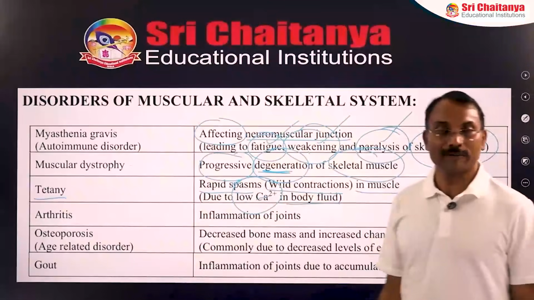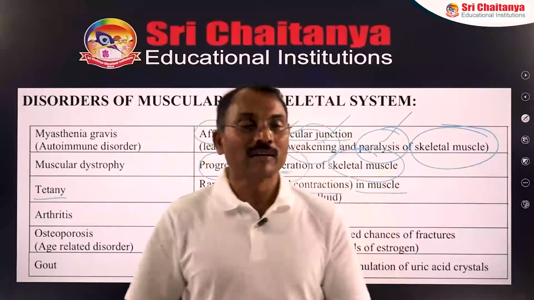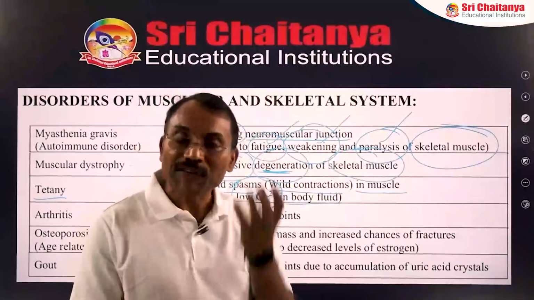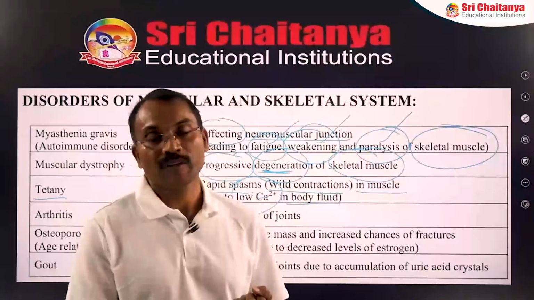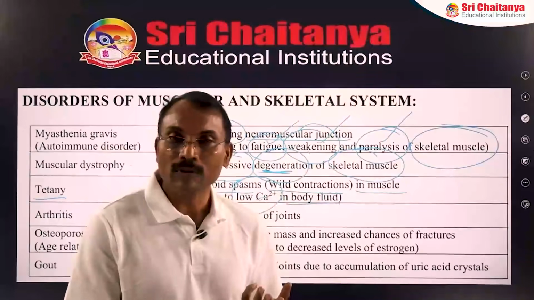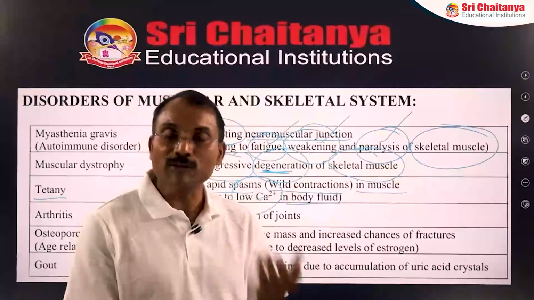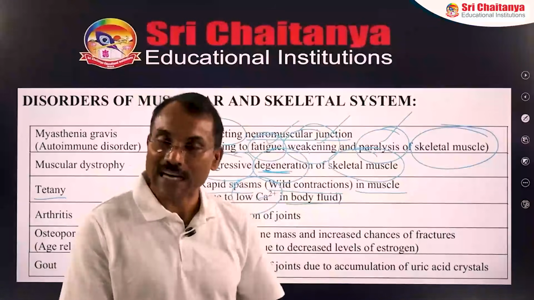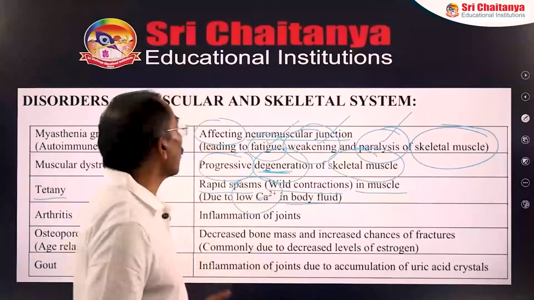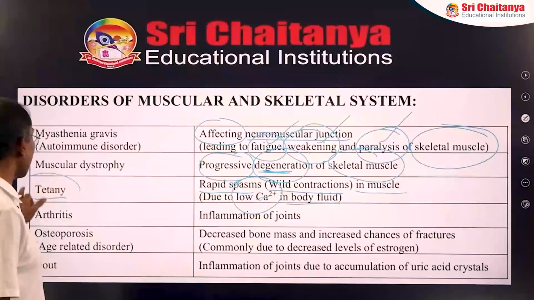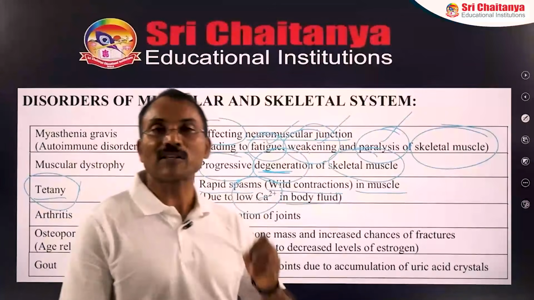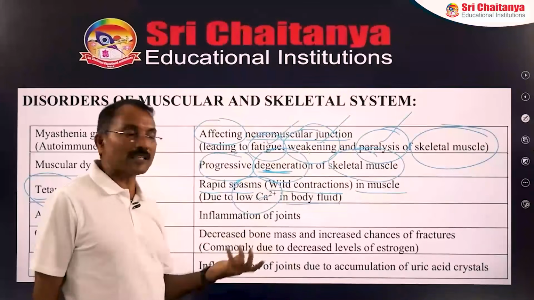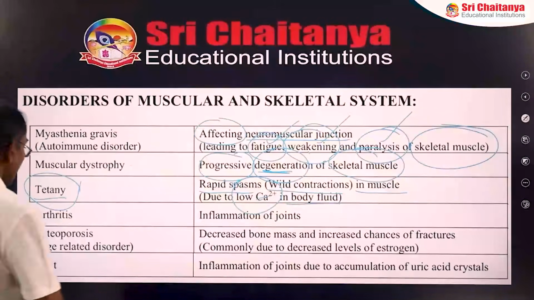That is, in body fluid. The common reason for such a disorder is hypoparathyroidism, that is, a deficiency of parathyroid hormone. Deficiency of parathyroid hormone, also called hypoparathyroidism, leads to hypocalcemia. Hypocalcemia is nothing but low levels of calcium in blood. This hypocalcemia leads to the disorder called tetany. What is the main manifestation in tetany? Rapid spasms, wild contractions. Rapid spasms are nothing but wild contractions.